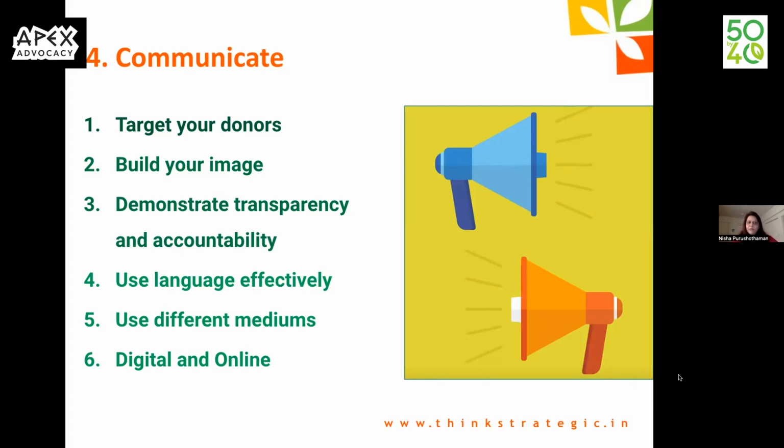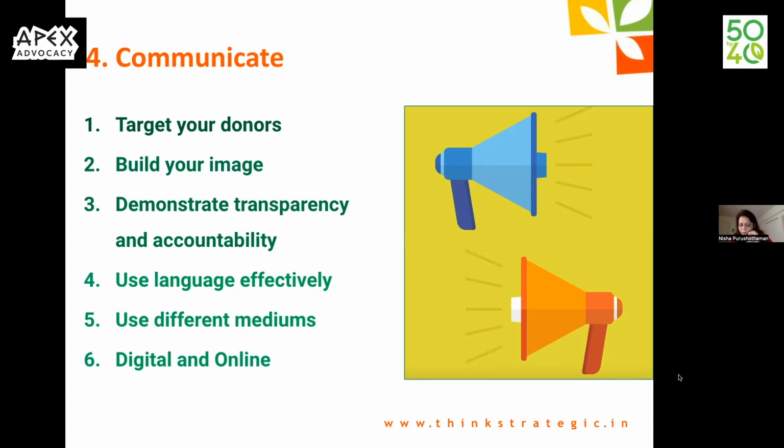So coming back to the communication aspect, it's important to target your donors, right? When you write to grant makers, when you're approaching donors, writing cold mails to everybody is not going to help you as much as figuring out which segment of donors would be really interested in the work that you are doing. Understanding that aspect, and then writing targeted communication to that particular segment is going to help us quite a bit.